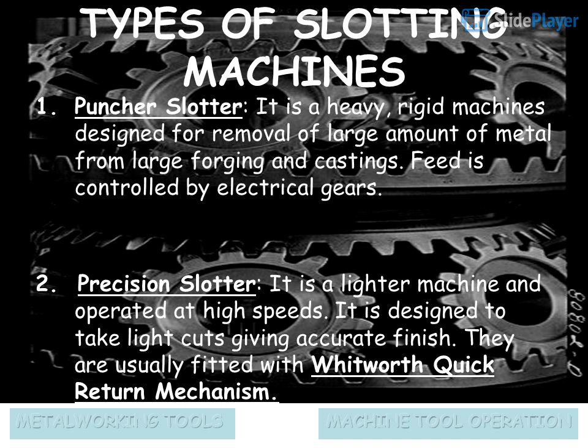Types of slotting machines. 1. Puncher slotter. It is a heavy, rigid machine designed for removal of large amounts of metal from large forgings and castings. Feed is controlled by electrical gears. 2. Precision slotter. It is a lighter machine and operated at high speeds. It is designed to take light cuts giving an accurate finish. They are usually fitted with Whitworth quick return mechanism.